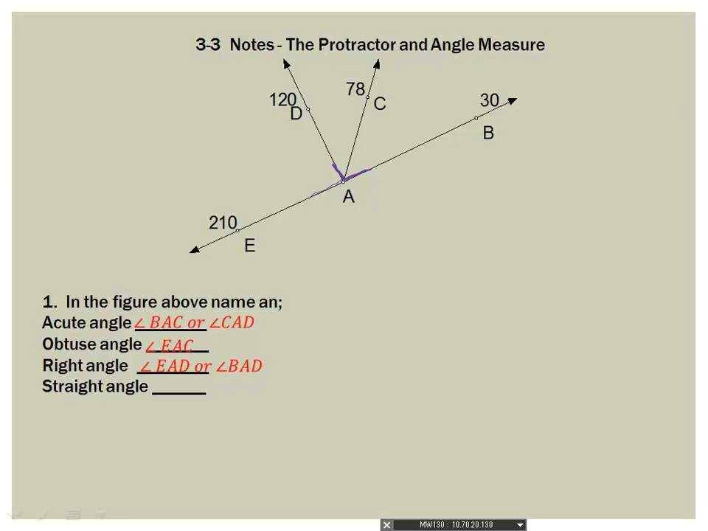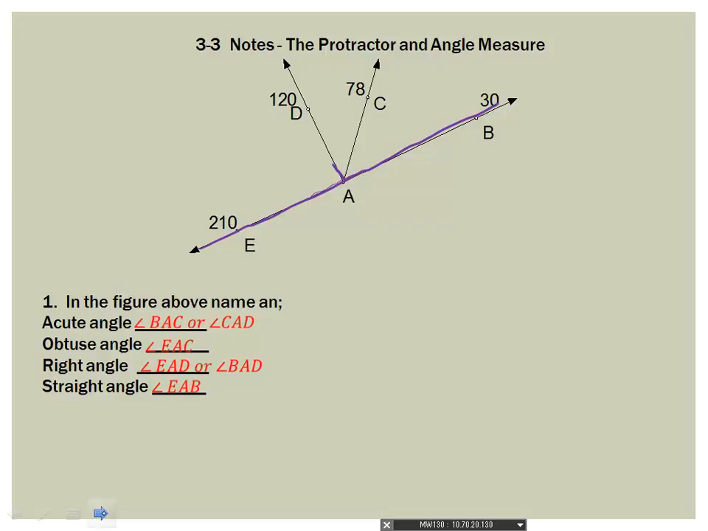And then a straight angle. Straight angle is just as it describes. EAB. And of course we can name all these angles backwards. If you read them backwards, they would still be correct.